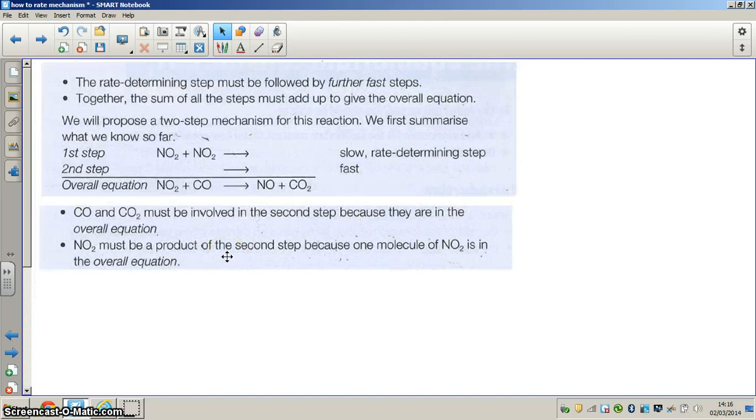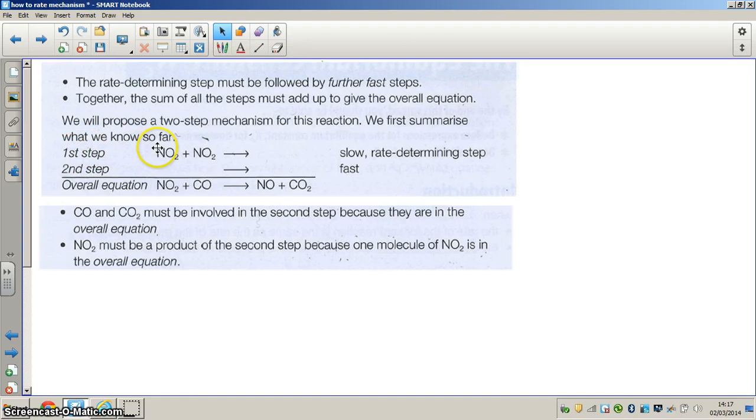So because we've got 2 molecules of nitrogen dioxide effectively reacting together, and this is the rate determining step, well then there must be another step, at least one other step, which drags in the carbon monoxide, because carbon monoxide and carbon dioxide appear in the overall equation for the reaction. So what I'd like to do is to propose a 2-step mechanism for this reaction.